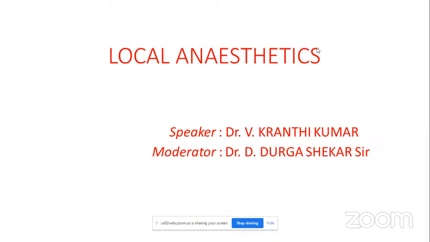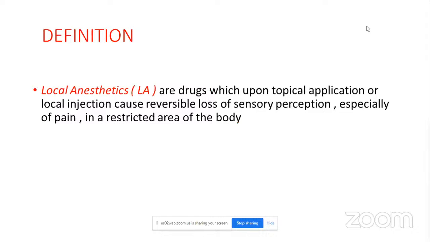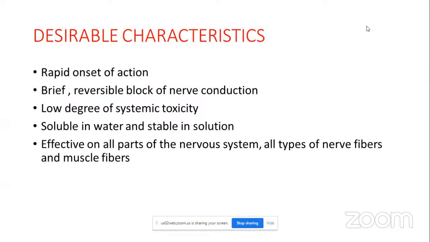What are local anesthetics? Local anesthetics are drugs which upon topical application or local injection cause reversible loss of sensory perception, especially of pain in a restricted area of the body, and it blocks peripheral nerves in a localized area. What are the ideal or desirable characteristics of a local anesthetic? It should have rapid onset of action.